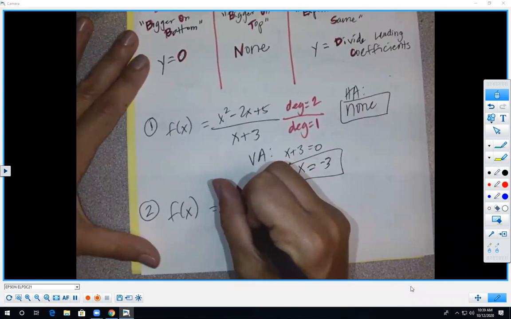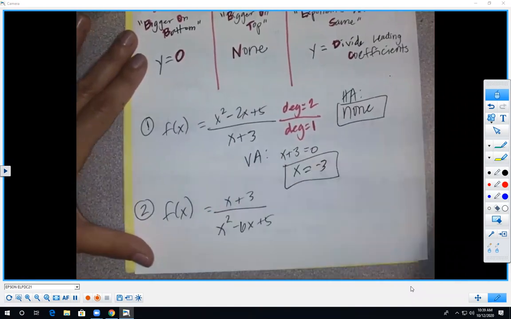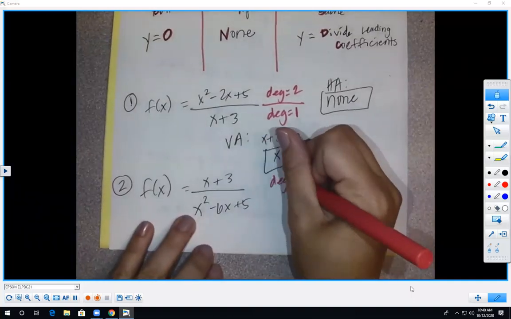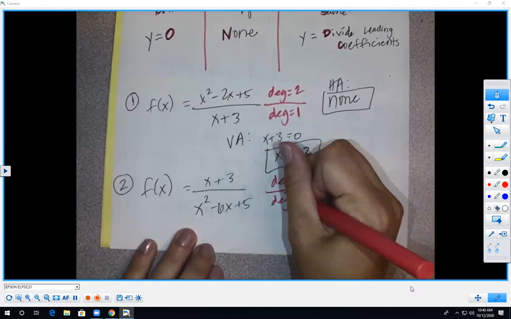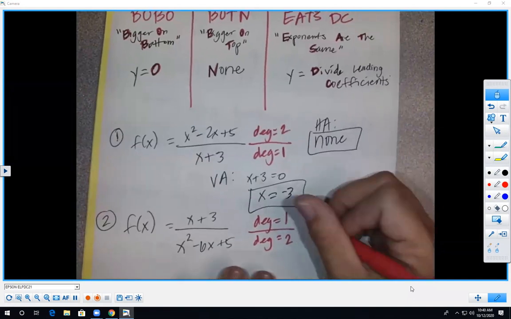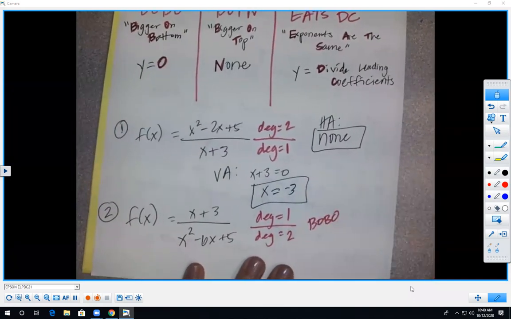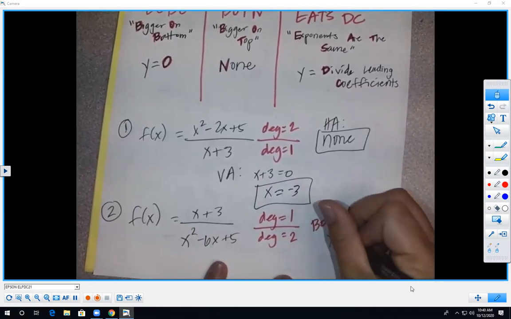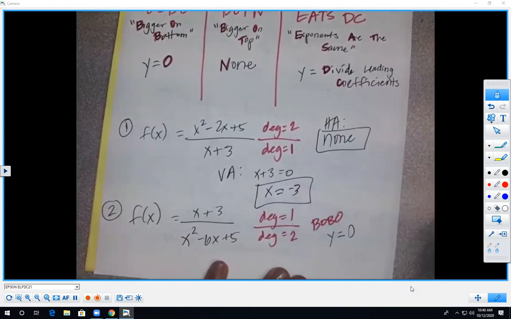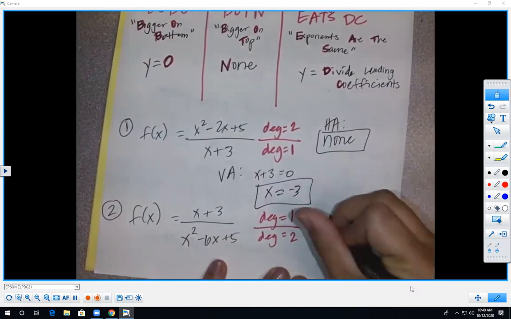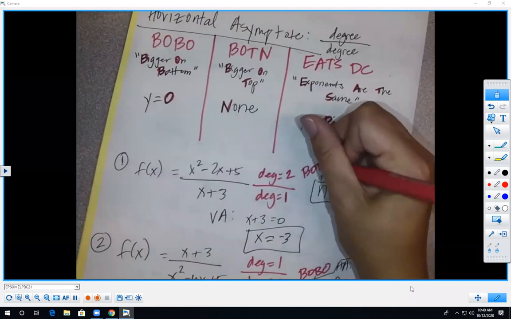let me make this actually work, minus 6x plus 5. Okay, so the degree on top here is 1, the degree on bottom is 2. In this case, is it bigger on top or bigger on bottom? This is the bigger on bottom, the bobo part. So what's your answer? Y equals 0. Horizontal asymptotes are always y equals a number. So y equals 0. This is the bigger on top, none.